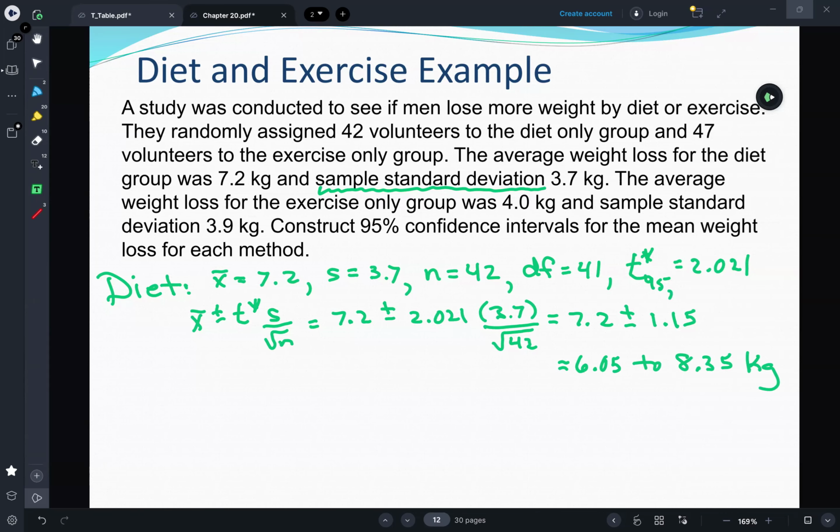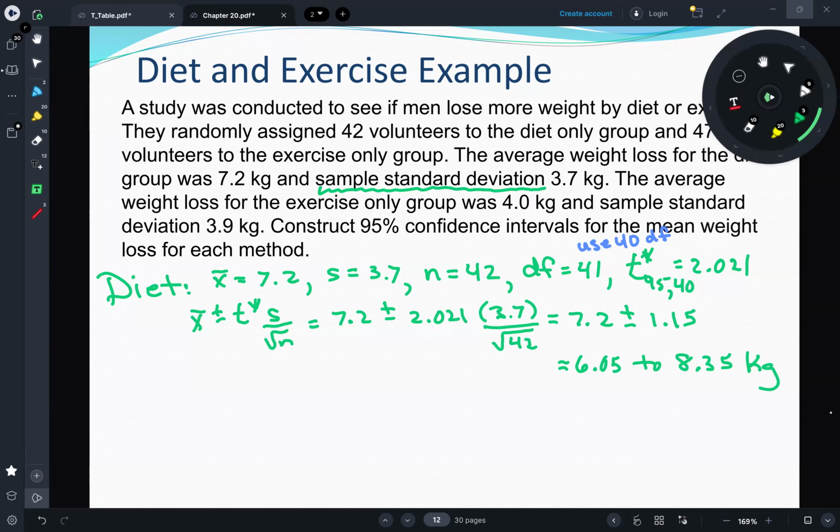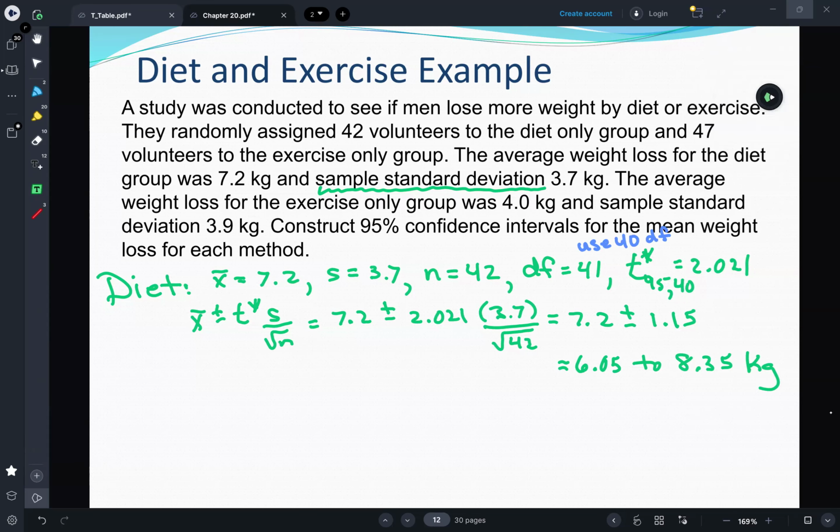And by the way, this was on a 40. We can put this here in blue. We used 40 degrees of freedom. Why? Because we don't have a 41 on our table. If you were using software, you could get that 41 quite simply, right? But we're going to have a table. The table is very, very close, so it will be close enough for us to get a really good estimate for the weight loss there.